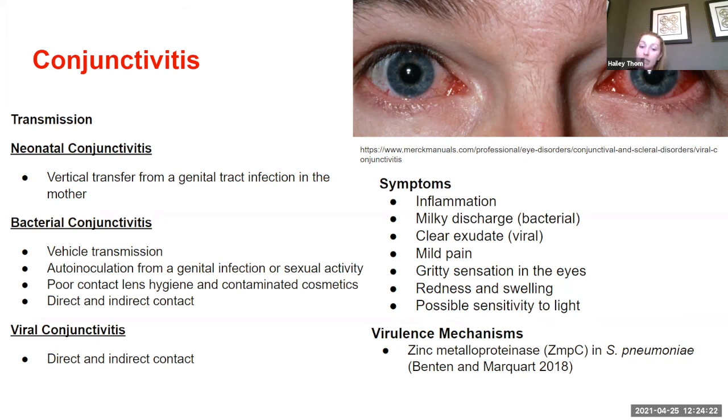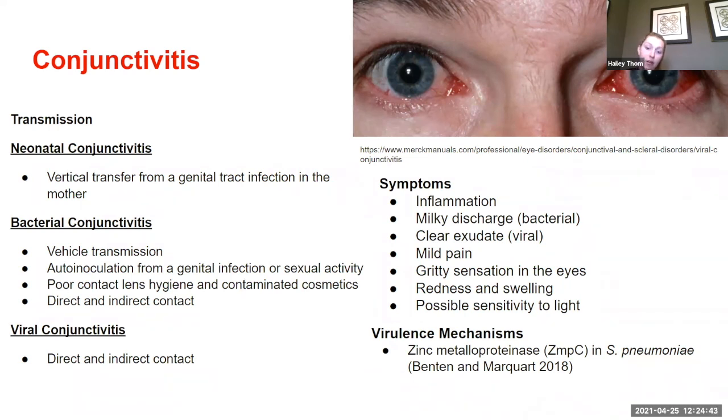Some of the common symptoms are inflammation. For bacterial conjunctivitis, there's a milky white discharge. And for viral, there's clear exudate. A lot of the times it causes a mild pain, but a lot of the times there's an itchy, gritty sensation of the eyes, as well as redness and swelling, and sometimes sensitivity to light.